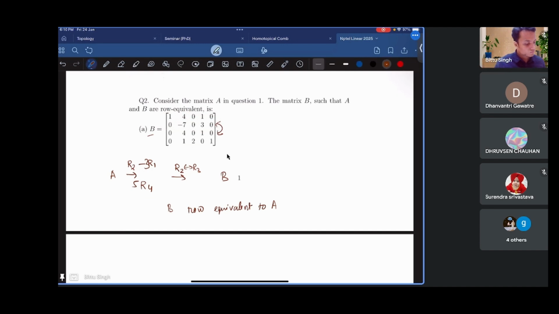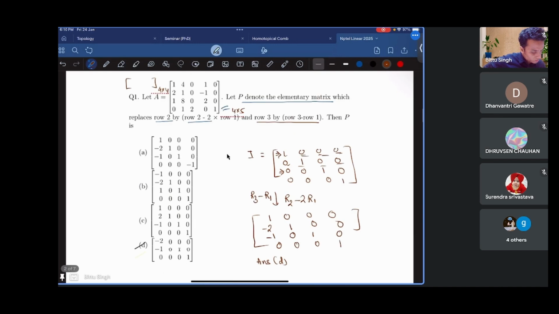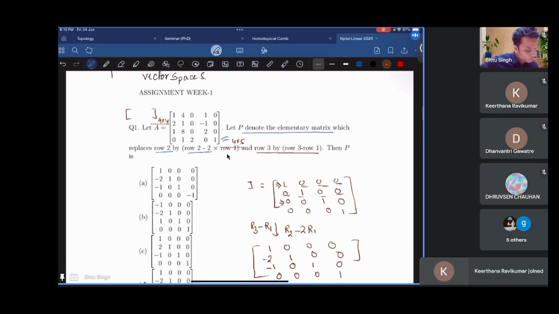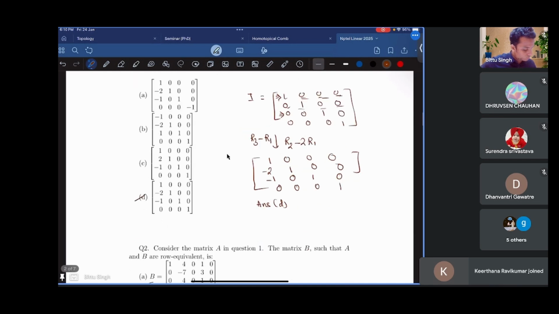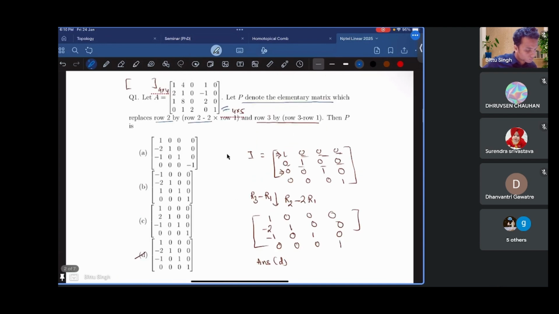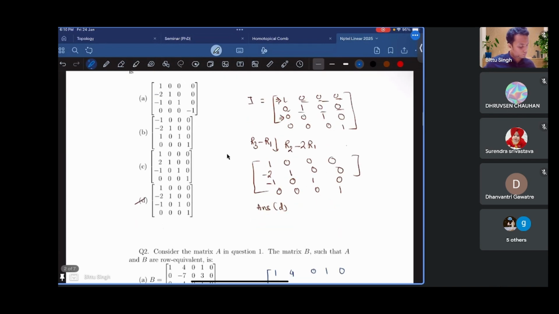So let me see if this B can be obtained from A. So recall that the given A was 1 4 0 1 0, so I'm copying that question. 1 4 0 1 0. Then 2 1 0 minus 1 0.